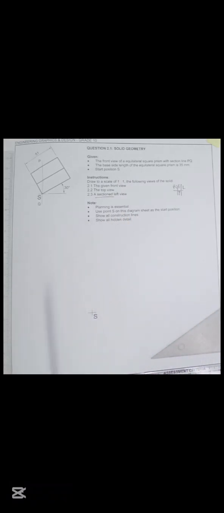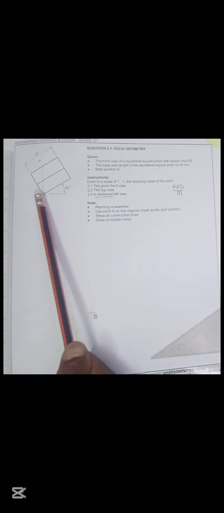So while we are on that, this is our front, left, and right view. We have our top here. So you must plan our drawing. Use point S on the diagram sheet. Show all construction lines and show all hidden detail lines.